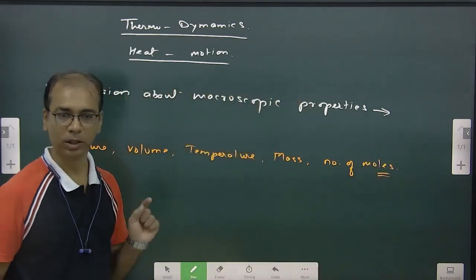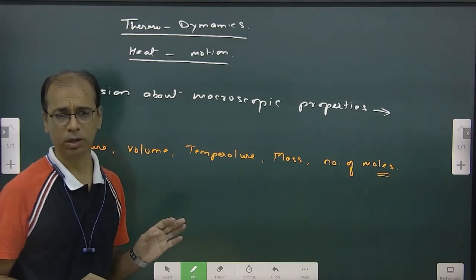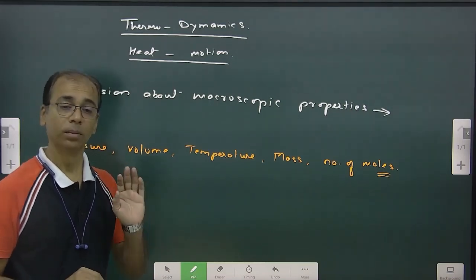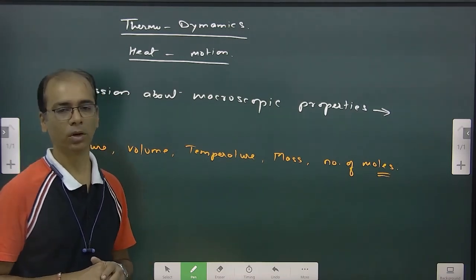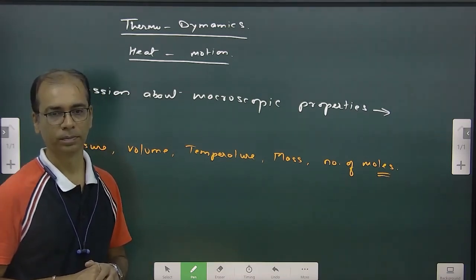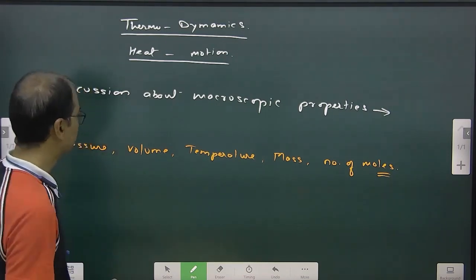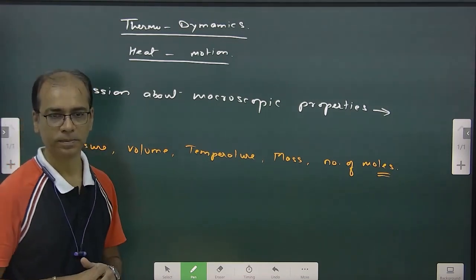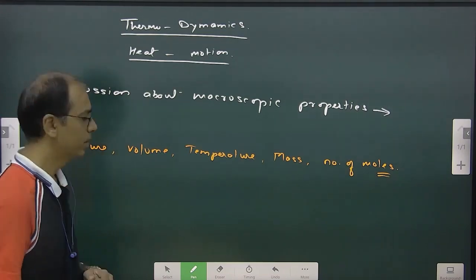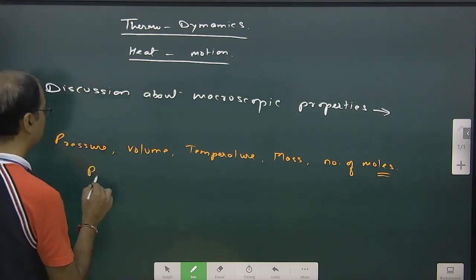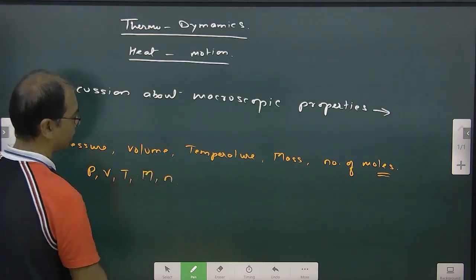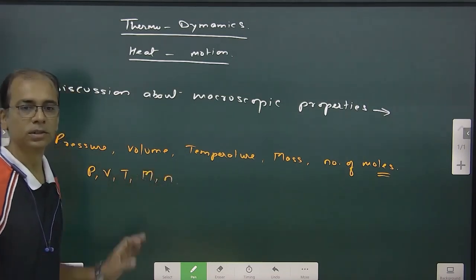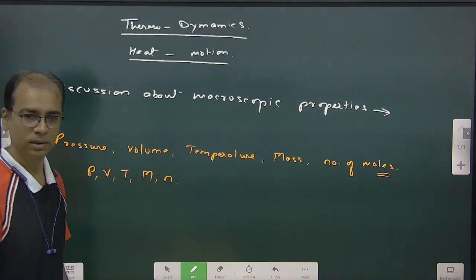We are not going to talk about molecules here, not required. Molecules we will talk about in kinetic theory of gases. There we talk in terms of molecules also. But here we will discuss mainly these properties, P, V, T, M, and N. This is how we represent them, correct?